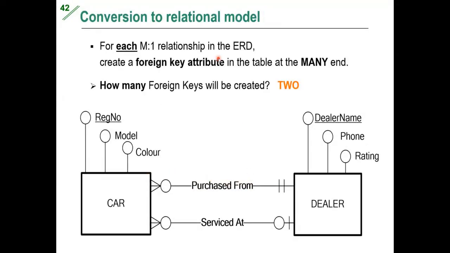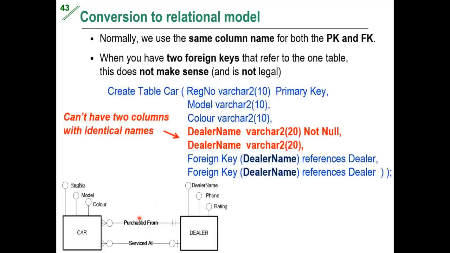So now we have how many foreign keys in this case? Two foreign keys in the vehicle, right? One, and here two foreign keys. So how can I write the create table statement? Now you can see the dealer name, that is a foreign key, comes there twice. Can I write the same dealer name there? That is a problem. Now let's go to the next slide.